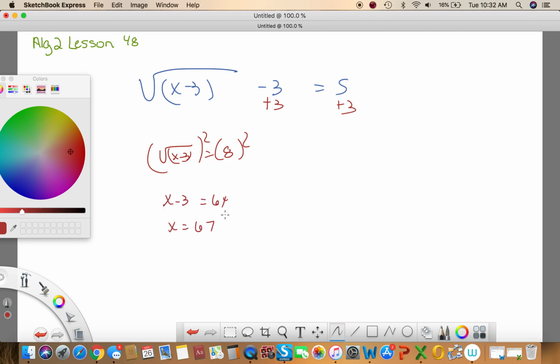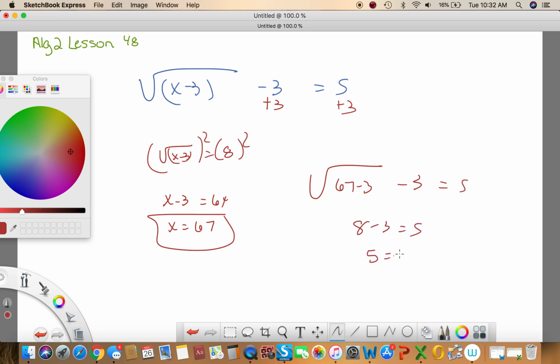X equals 67. I need to check it. The square root of 67 minus 3 equals 5? That's 64. It's 8 minus 3 equals 5. 5 does equal 5. And that's my answer.